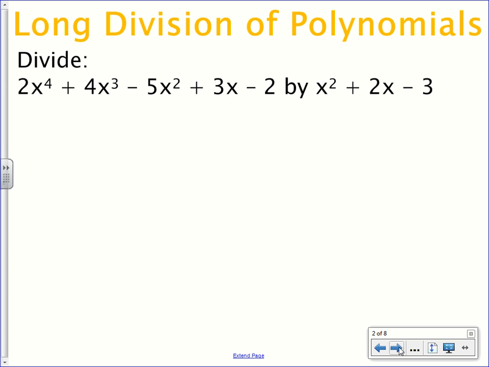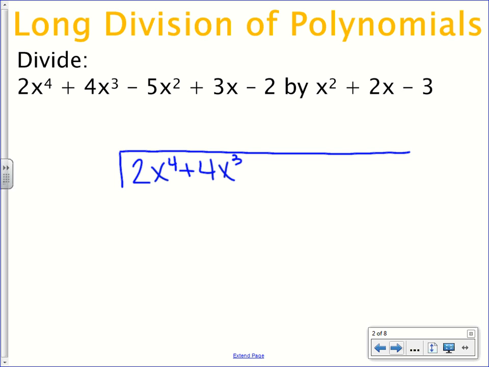It'll come back to you. All right? So we have this fourth degree polynomial divided by a second degree polynomial. So we're going to say 2x to the fourth plus 4x cubed minus 5x squared plus 3x minus 2, and we're dividing that by x squared plus 2x minus 3.